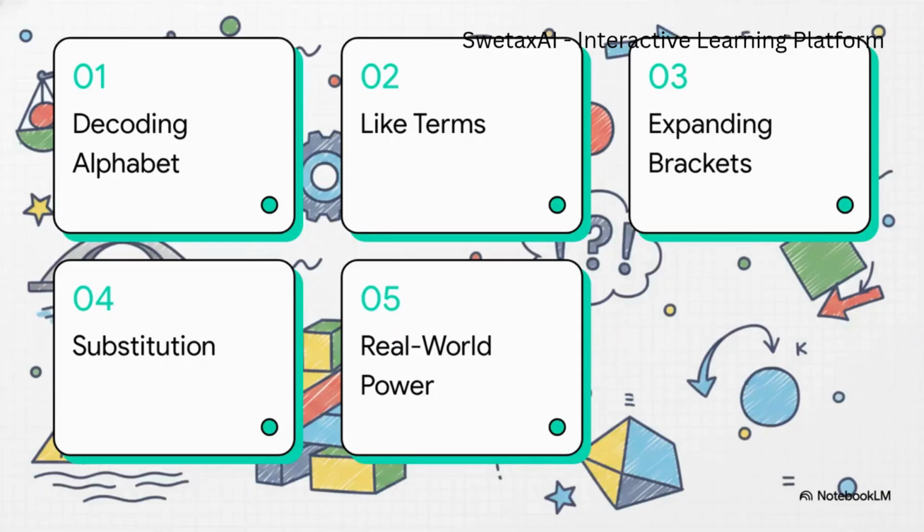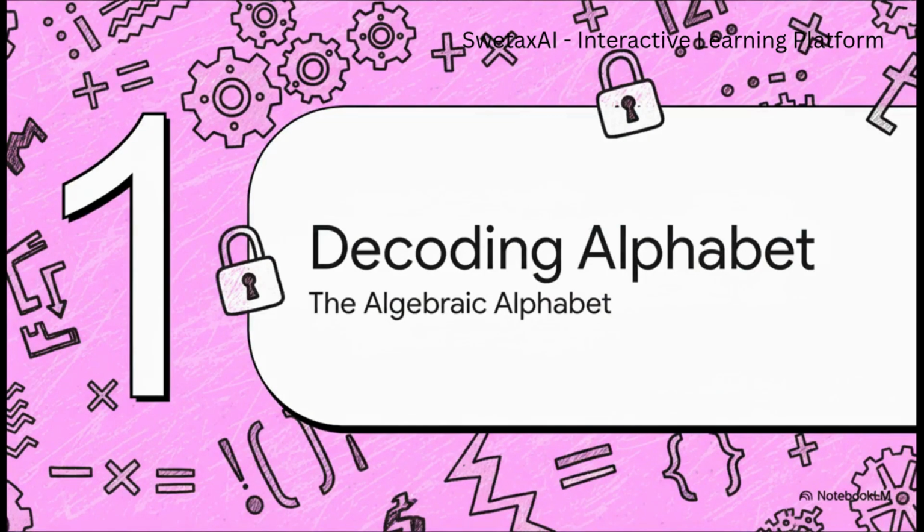Here's our roadmap for the day. We'll start by decoding the alphabet, move into simplifying like terms, tackle expanding brackets, cover substitution, and then finally look at its real-world power. We're moving step by step to keep this completely anxiety-free. All right, Section 1, decoding the algebraic alphabet.